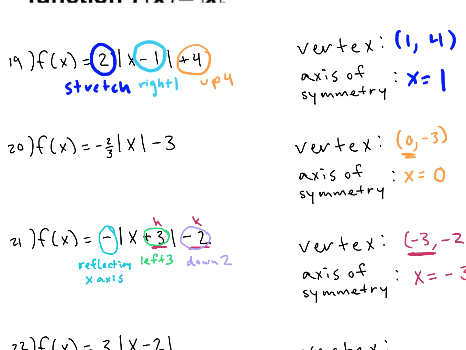So now let's look at our transformations. What does this negative on the outside do? Reflection. What does this 2/3 do? Compression. 2/3 is less than 1, so it's a compression. And then what does this minus 3 do? Awesome, down 3. Any questions here?